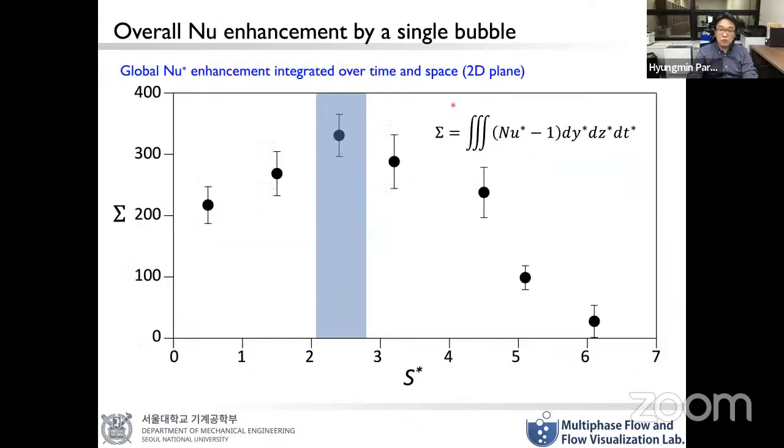So we integrated this Nusselt number variation on the heated wall and also along the time duration, and this is the result. So this is the integration of the Nusselt number augmentation as a function of the bubble-wall distance. And you can see that it first starts to increase and then goes down, and the optimal value for the distance was about 2.5, which we have seen consistently.